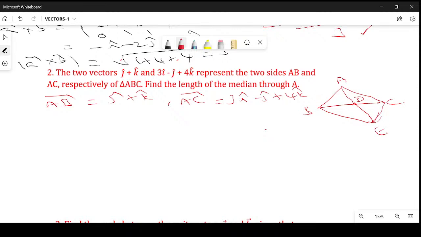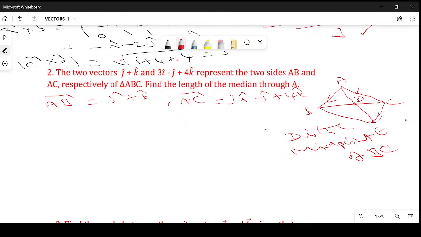This is a parallelogram, right? A will be the diagonal. We know AB bar and AC bar. A is the diagonal here. D is the midpoint. Since AD is the median, D is the midpoint of BC.